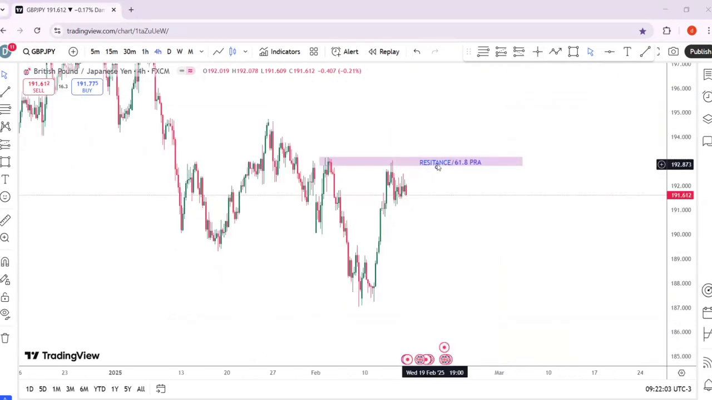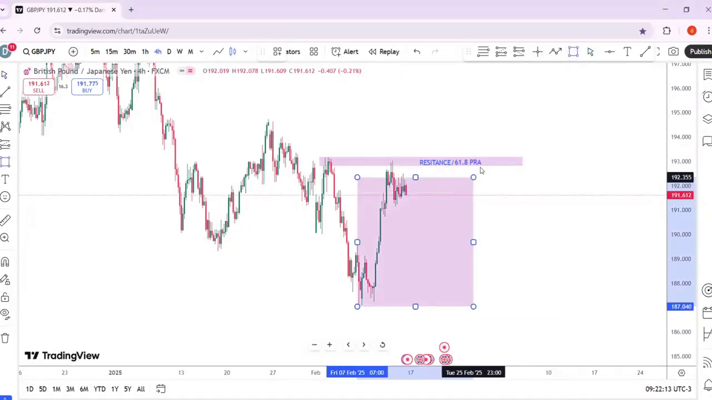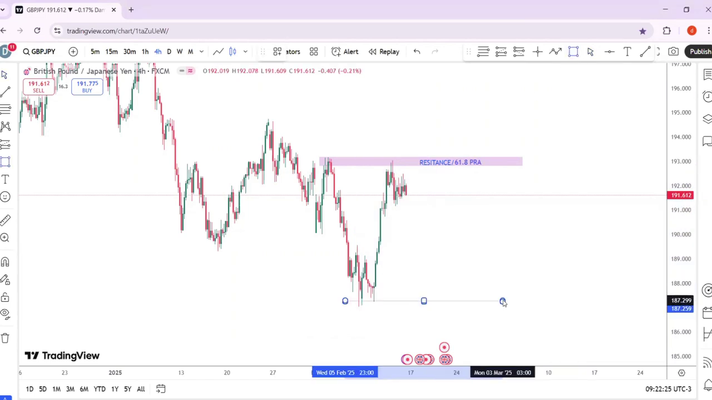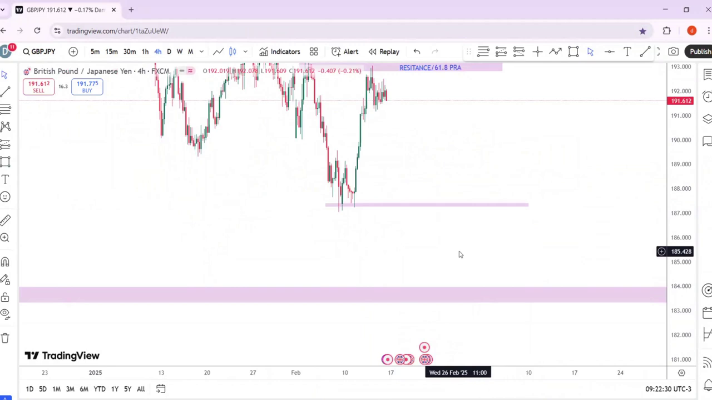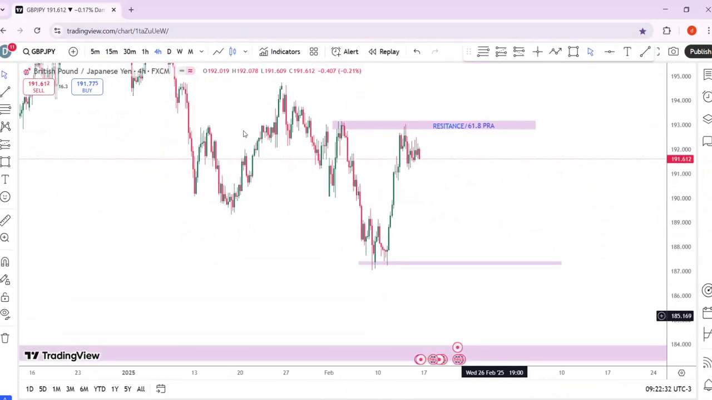So we identified this level as a resistance / 61.8 PRA. So what is going to be our job now? Our job will be what? To take this bullish movement from the low right here to the high that took price to this 61.8 and resistance PRA, and look for a break of the bullish structure. By the time we see a break of the bullish structure, what are we going to do? We are going to sell to this level right here, the support level, which will be take profit 1, and this level right here, which will be take profit 2.